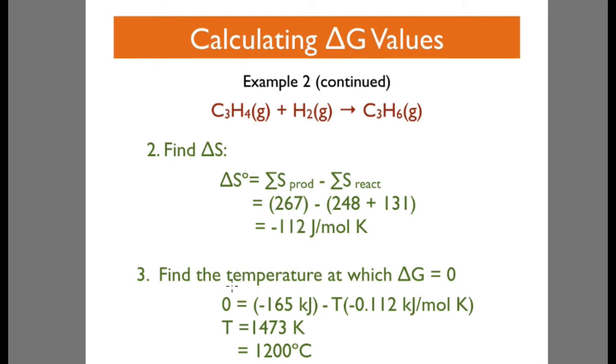And then you find the temperature at which delta G is 0, like we did before. And so you plug in what you just found, the enthalpy and the entropy, and you can rearrange to find the temperature. And you can change it to degrees Celsius if required.